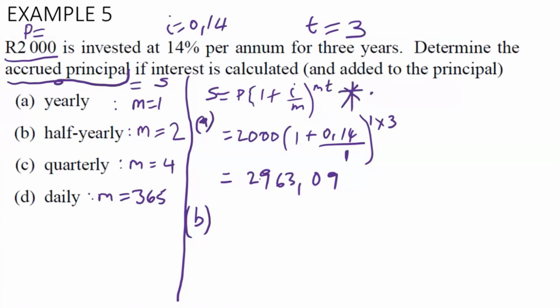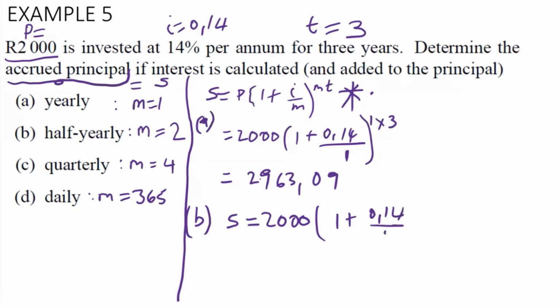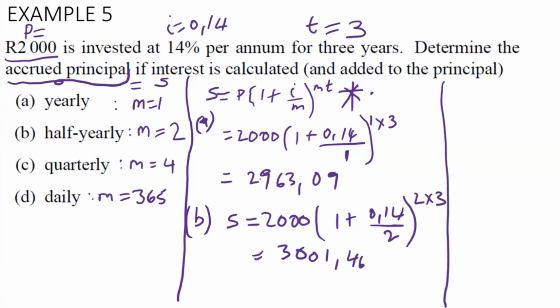And then for B, you are substituting in this formula. Your S is going to be equal to the present value, which does not change, into 1 plus the interest rate 0,14. Our M there is 2, so we are going to have M multiplied by 3, that is 2 times 3. Your answer there is going to be 3,001,46.